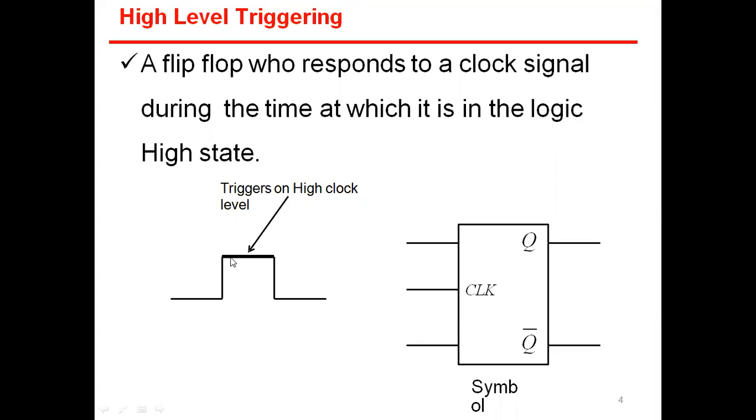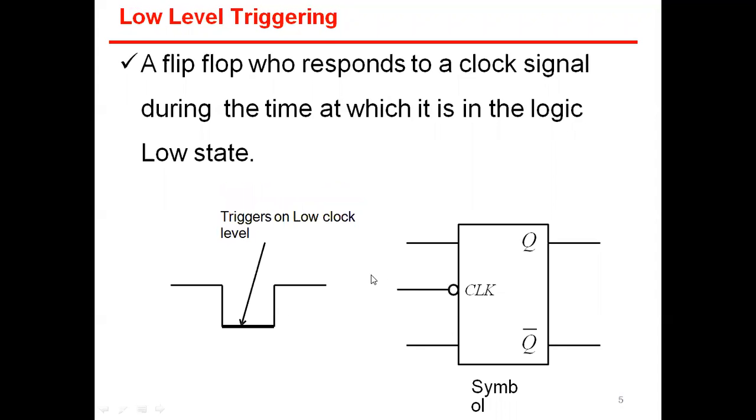A flip-flop that responds to a clock while it is in the logic high state is active in this whole area. The clock signal is 0, then 1, then 0. It is called high clock level. Here we are applying a clock to a circuit.